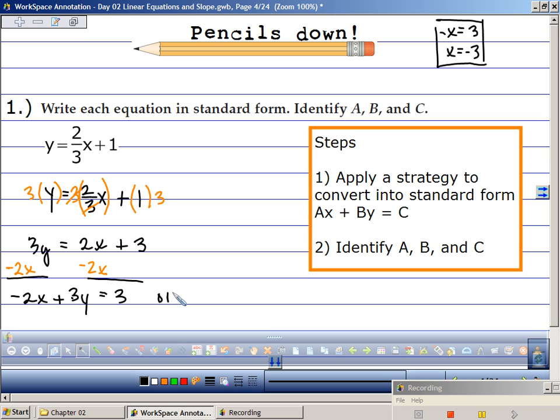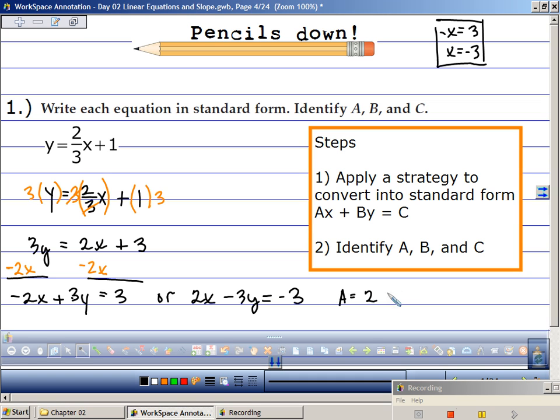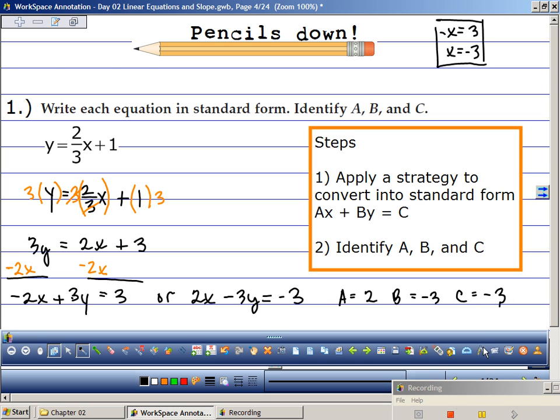So couldn't I just say, I'm going to take the inverse of each one of these, the additive inverse: 2x minus 3y equals negative 3. Standard form, for some reason, we don't like it when it's got a negative out there in front of the 2. So my final step is to identify A, B, and C. A equals 2. B equals negative 3. C equals negative 3 as well.